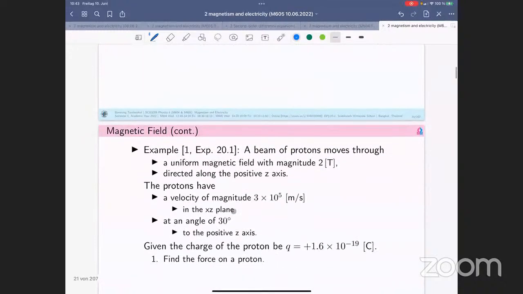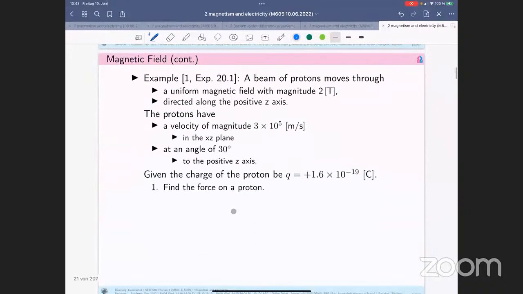Now let's consider the first example in the problem of Lorentz force, or induced force due to the charge that moves in a magnetic field. A beam of protons moves through this magnetic field. So what is a proton?